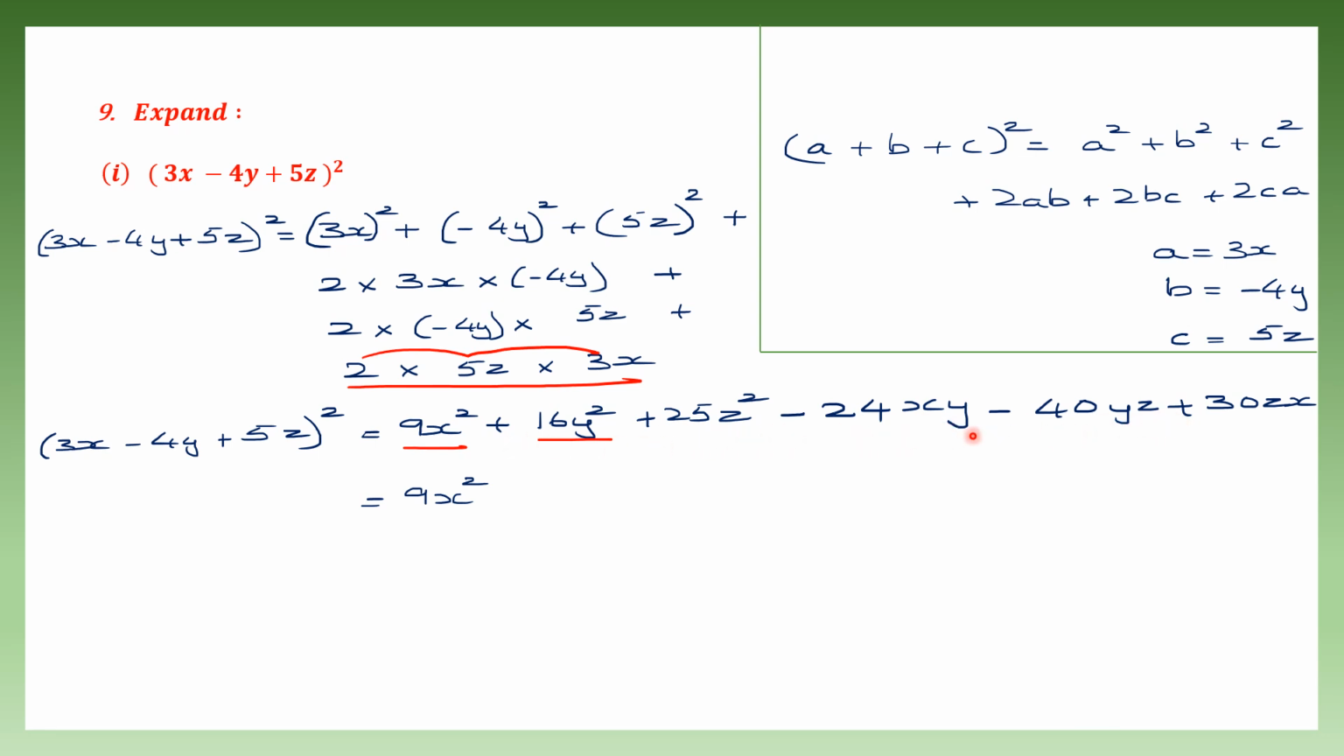Yz, we don't have another one. And zx, we don't have another one. That means all these are terms by themselves. They don't have any other like terms. So we don't have to rewrite this. This will be our final answer. So this is our answer. That is 9x square plus 16xy plus 25z square minus 24xy minus 40yz plus 30zx.